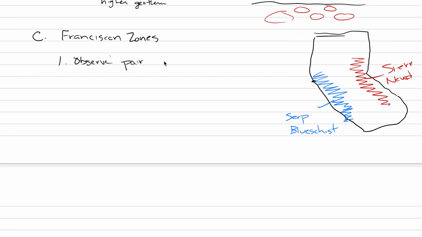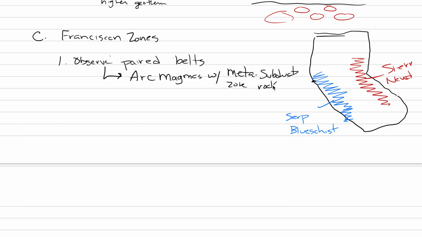paired belts. And the type of pairing that we see are arc magmas with metamorphic subduction zone rocks. And that's what serpentine and blue schist are. Metamorphic subduction zone rocks. That's our primary observation.